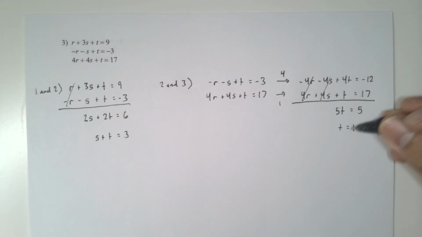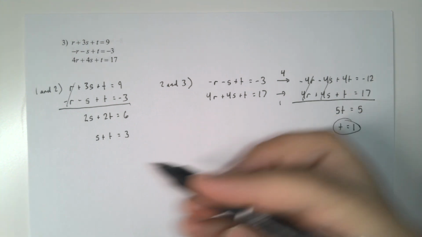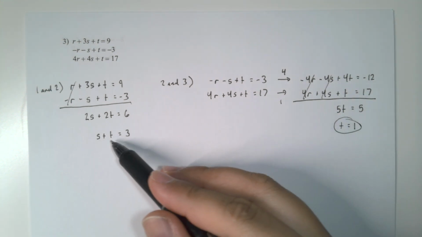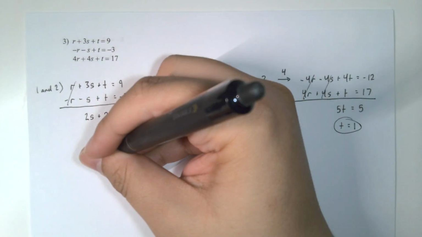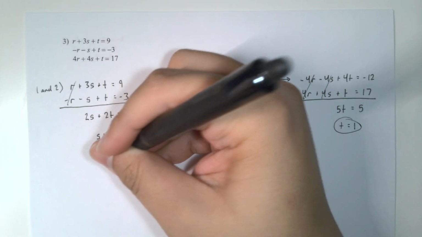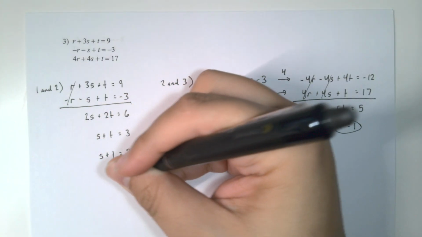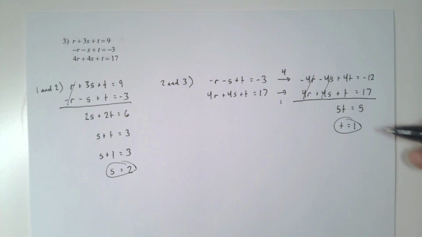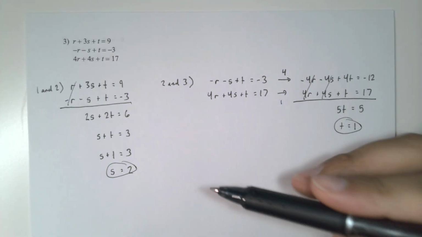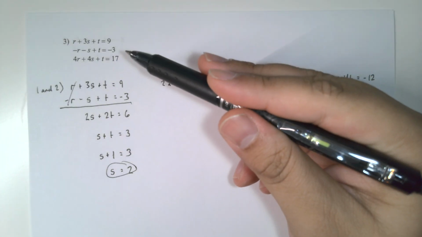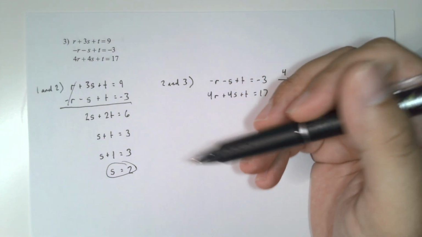And now that we know that t is equal to 1, we can go back to this other equation where we only have s and t, and we can say that s plus 1 is equal to 3. In other words, s is equal to 2. So now that we know that t is equal to 1, s is equal to 2, we can go back to any of our equations up here with r and find r.